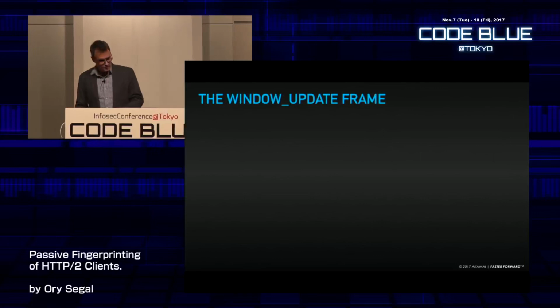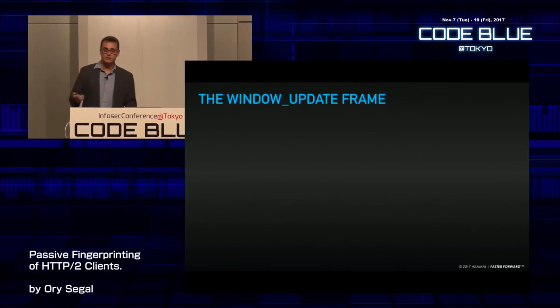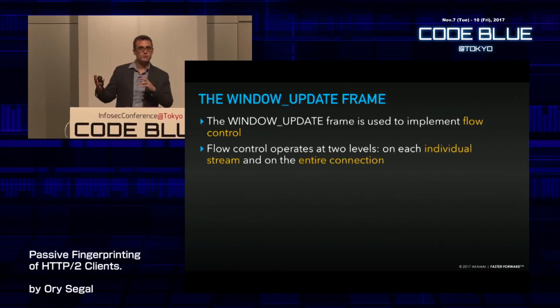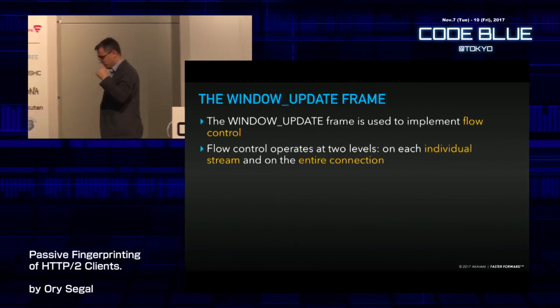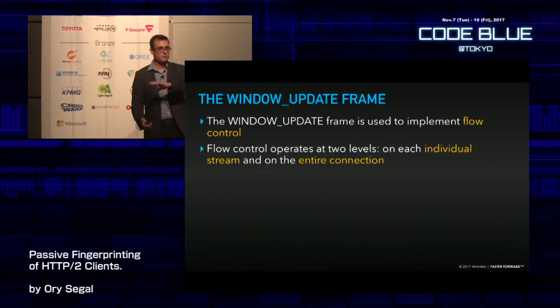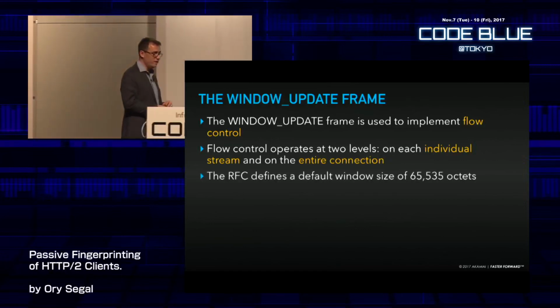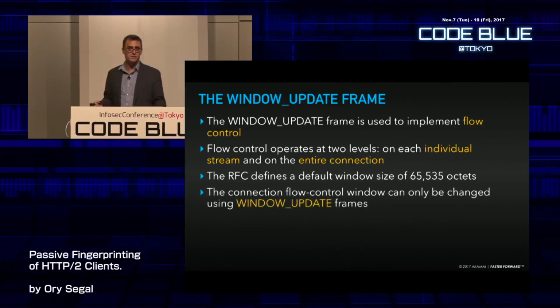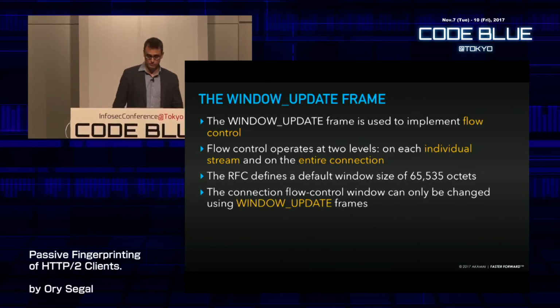The next thing we looked at was the window update frame. Now, HTTP 2 performs flow control inside the HTTP 2 protocol, and so you need a way to update the window size. The flow control operates at 2 levels. There's the individual stream, so the client can define the maximum window size for a specific stream or for the entire connection. The RFC defines that the default window size is 65K. However, no client actually uses 65K. Each of them sets their own value, which is very good for us for fingerprinting.